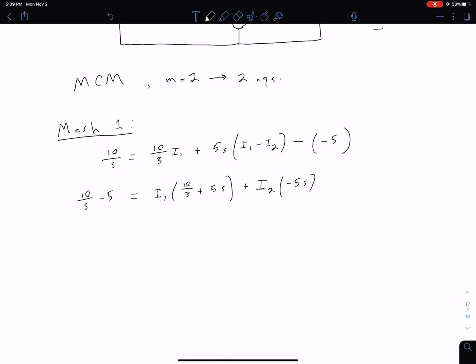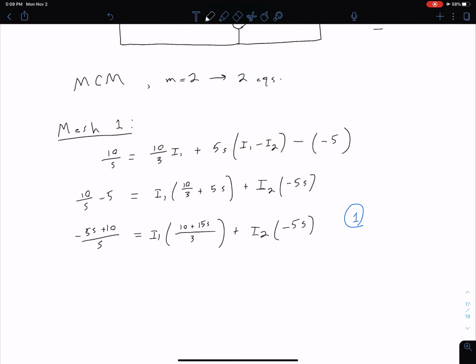And so we could take this a step further. If we're going to solve by hand, we can combine these terms on the left. So we have negative 5S plus 10 over S. And that's going to be equal to our I1, combining the terms here, common denominator of 3. We have 10 plus 15S plus our I2 times negative 5S. And so to be consistent with our notes, let's call this equation 1.